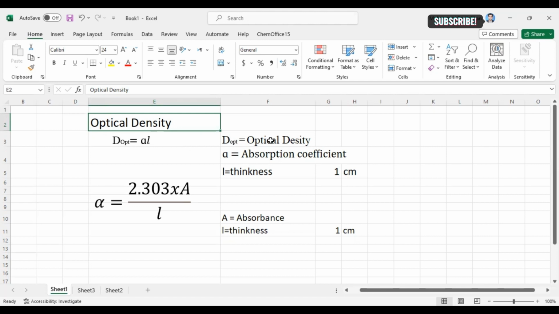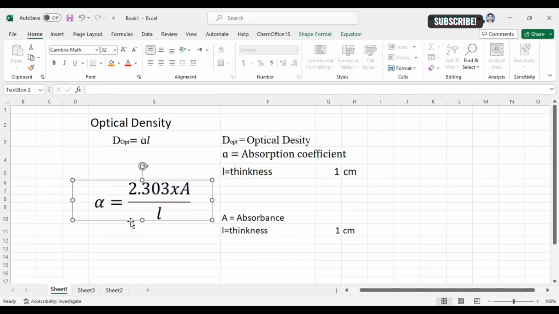D optical is optical density and alpha is absorption coefficient while L is the thickness of the cuvette which you use. This is normally 1 centimeter. While to find out alpha or absorption coefficient, we have the formula that alpha is equal to 2.303 into absorbance divided by the thickness.